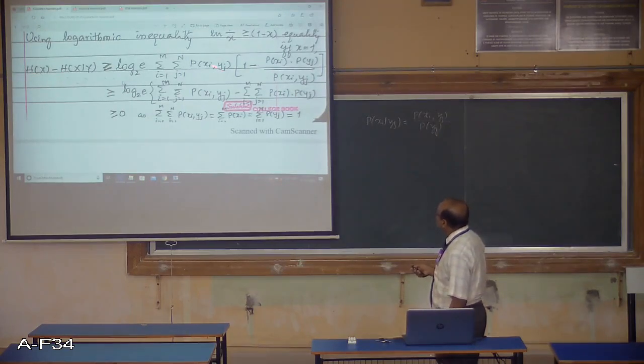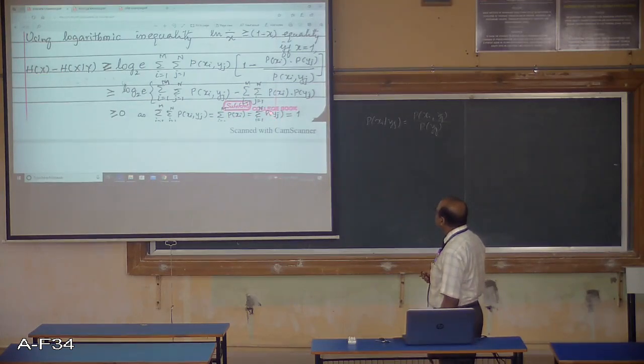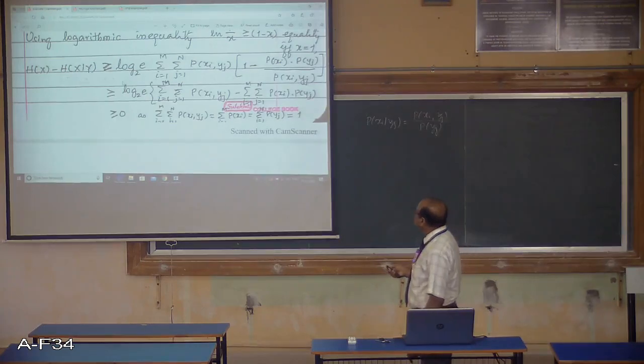So this summation multiplied by 1 is the same, and the whole summation multiplied by this, wherein p of xi yj cancels, and what remains is p of xi into p of yj. So i varying from 1 to m, p of xi. Here i is varying, in the sense it is column wise addition, and this is row wise addition. Column wise addition and row wise addition. So if you look at this, this is the sum of probability of all the elements.